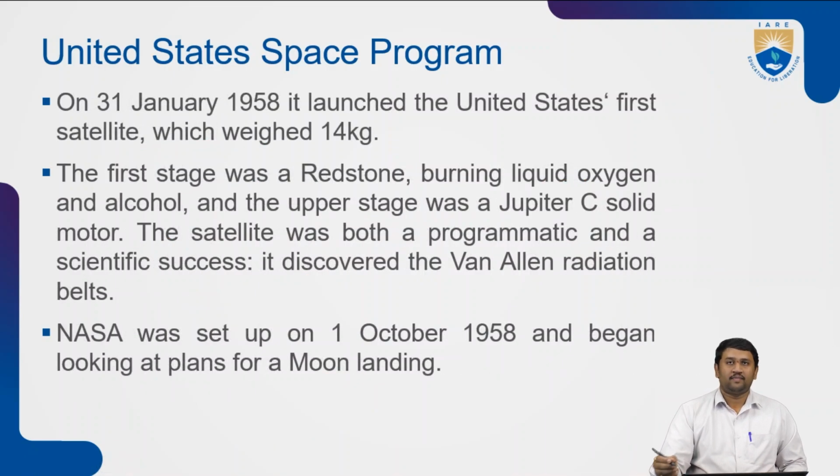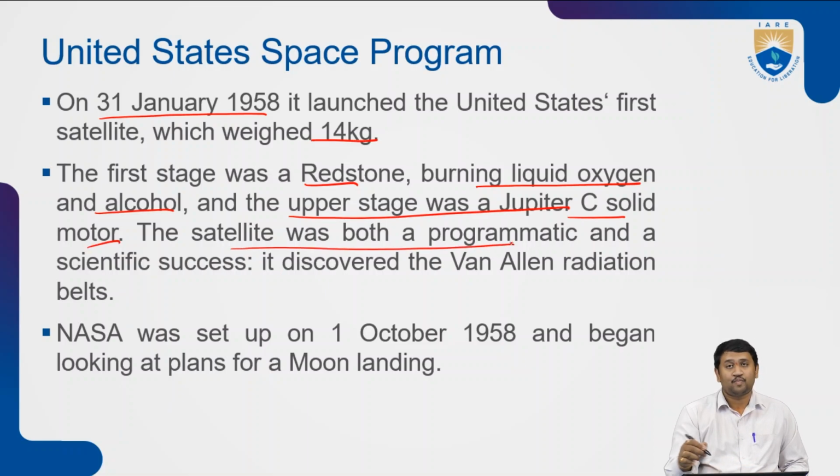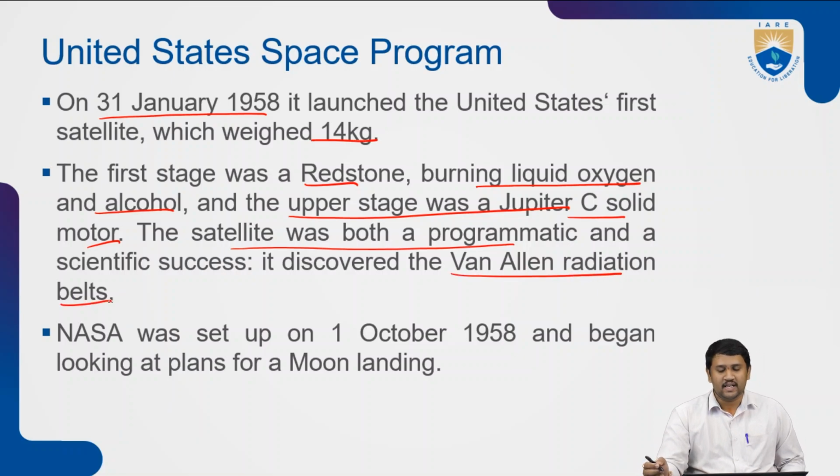Right? On 31st Jan 1958, it launched the United States' first satellite, which weighed around 14 kgs. The first stage of the Redstone was burning liquid oxygen and alcohol, and the upper stage was a Jupiter C solid motor. The satellite was both a programmatic and a scientific success because it discovered the Van Allen radiation belts.